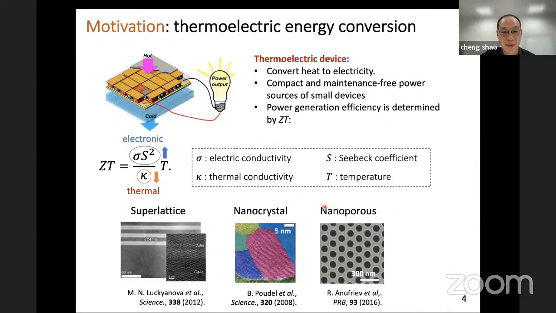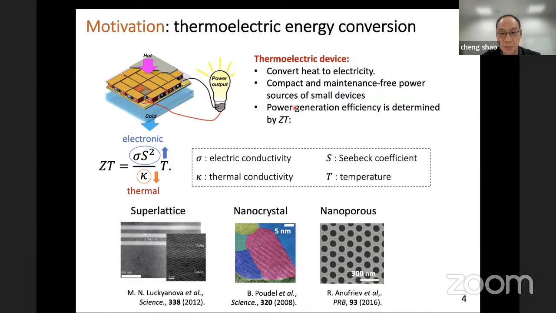Another motivation for nanoscale thermal transport is thermoelectric energy conversion. We know that a thermoelectric device is a solid-state device to convert heat to electricity. Compared to other energy conversion methods, the thermoelectric device is compact and maintenance free. So it's an ideal power source for small devices like transistors and sensors for the Internet of Things.